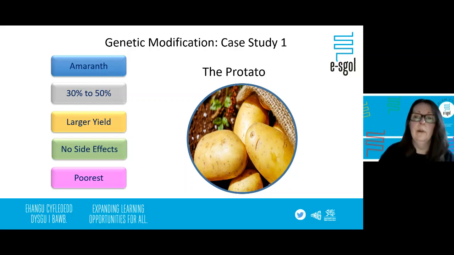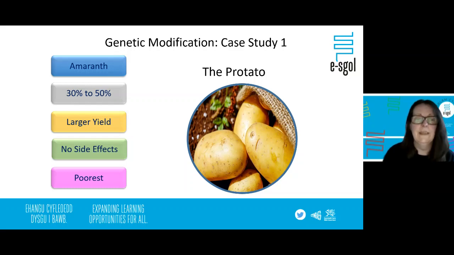It can support the poorest people by giving them a source of carbohydrate and of protein. And that's very important for people in developing countries because they've got the protein and the carbohydrate, and that would prevent them from getting any deficiency diseases.